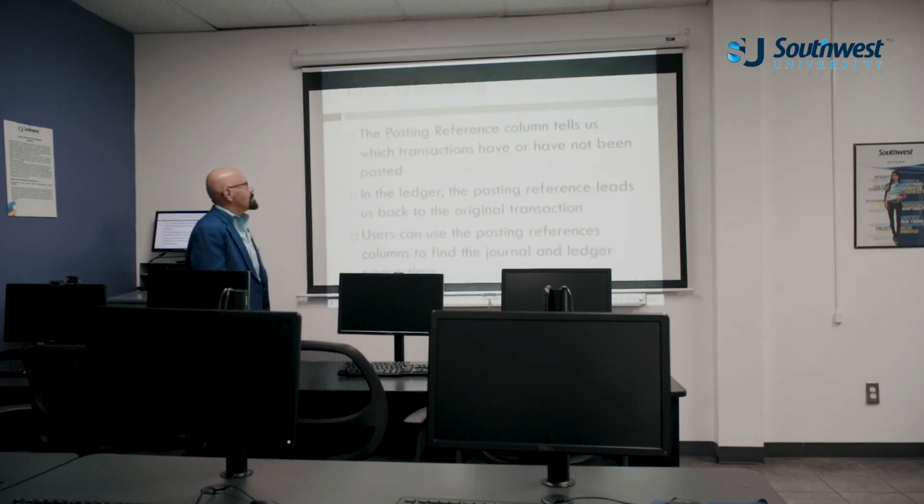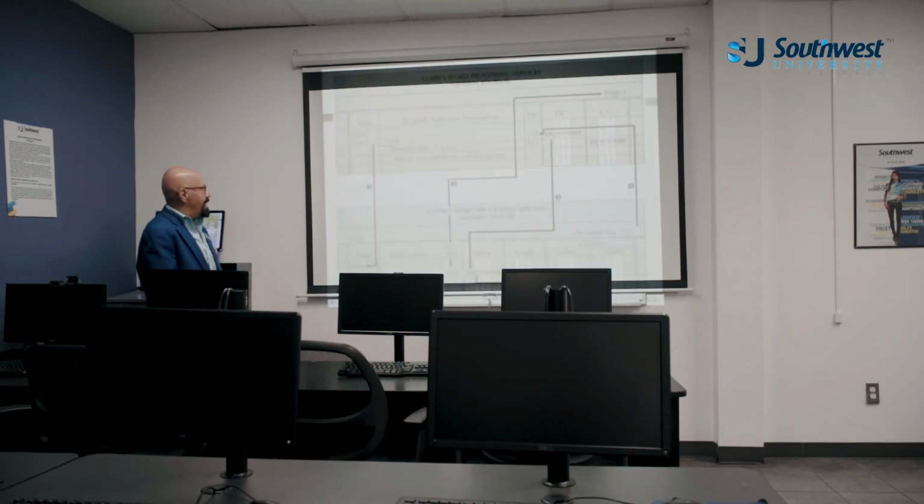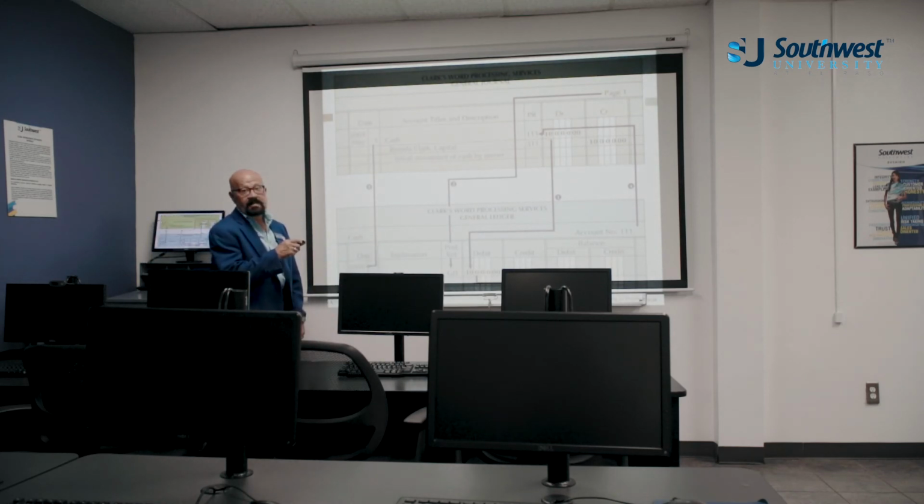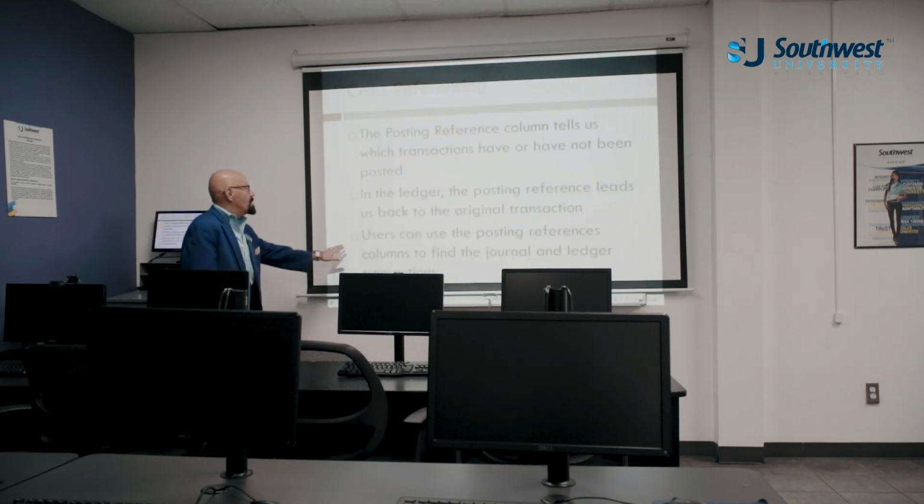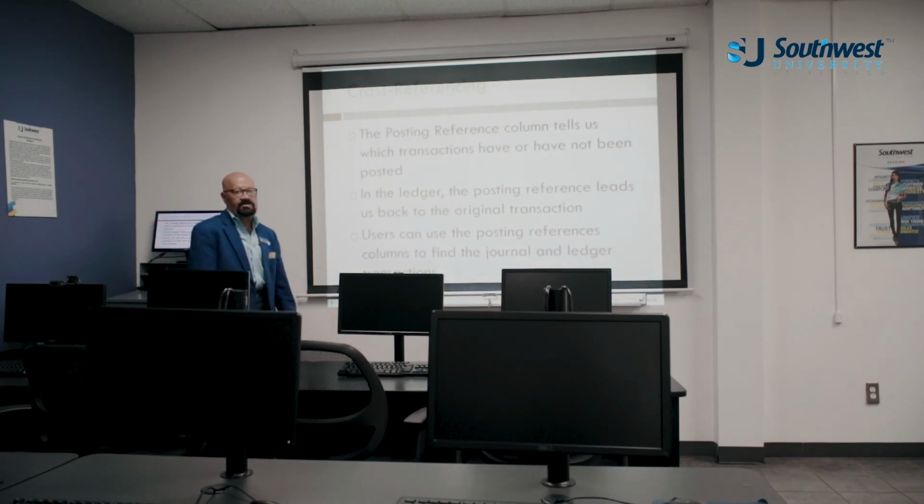Okay? In the ledger, the posting reference leads us back to the original transaction. Right there. That will take us back to here. Okay? Because the auditor might want to see it. Okay? Most times when an auditor comes in, they don't necessarily want to see this first, the ledger. They want to see this, the journal. Okay? Users can use the posting references columns to find the journal and ledger transactions.